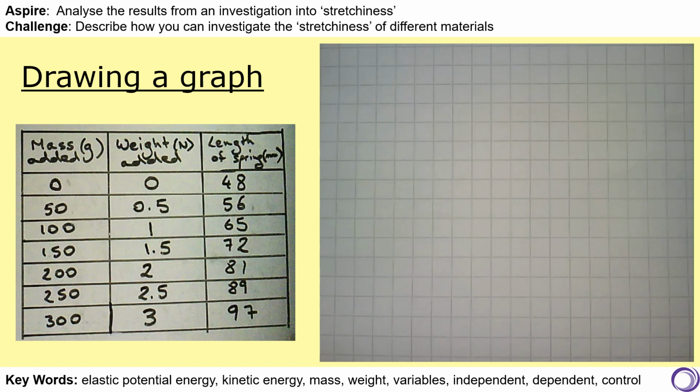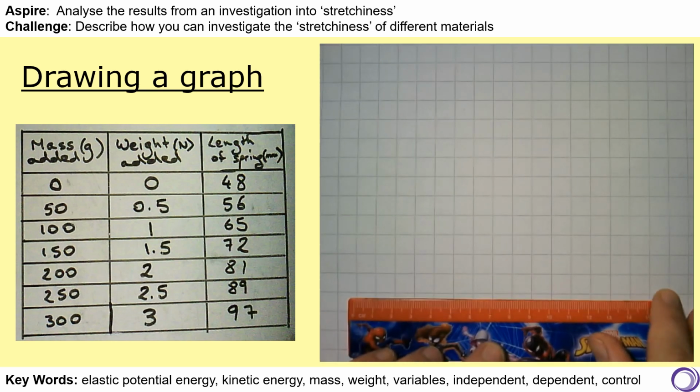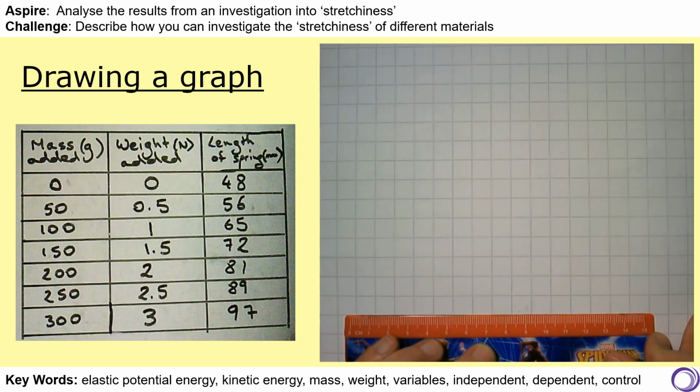If you're at home and you haven't got any graph paper or square paper, just use some lined paper or even just some plain paper. That'll be absolutely fine. You just might have to be a little bit more careful with how you are drawing your points, plotting your points. So we're going to start by drawing the axes.